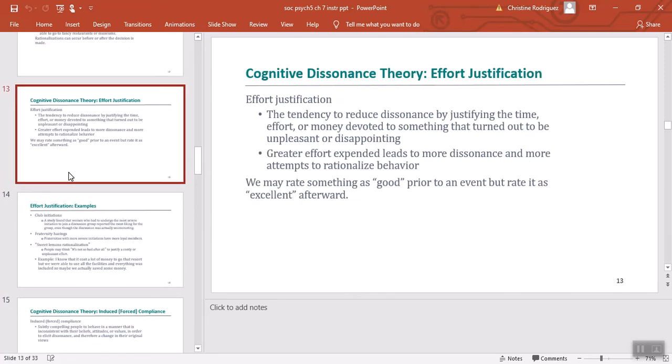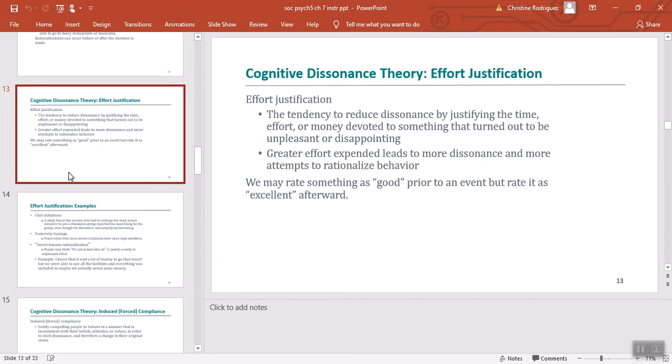Effort justification. This idea is that we tend to reduce that cognitive dissonance that we're feeling by justifying either the time or the effort or the money that we devoted to doing something that turned out to be unpleasant or disappointing. Okay. Which means that, let's say that you spent a lot of money on a new car. You've been lusting after that luxury car, and you finally get the down payment together and you get the car. And you find after a month or so that you're really not any happier than when you were driving the regular schmo car you had.